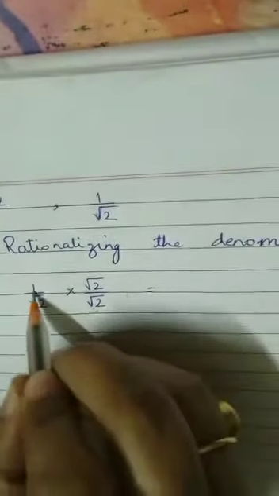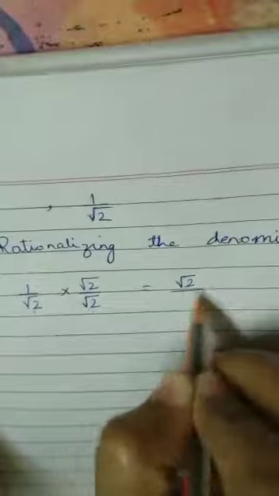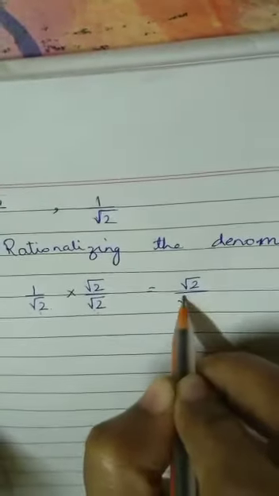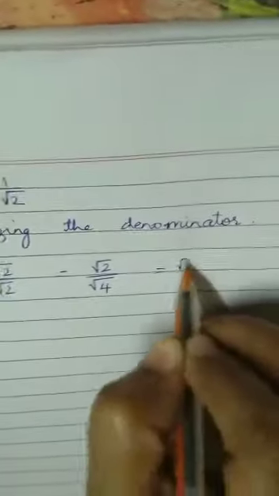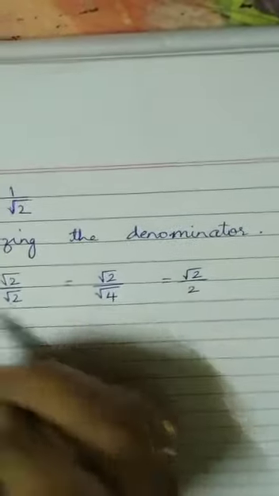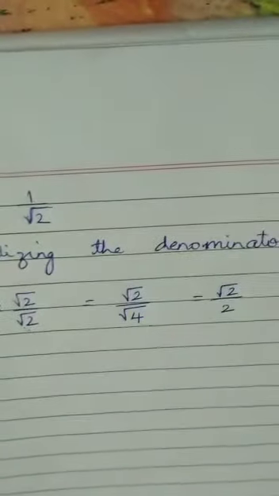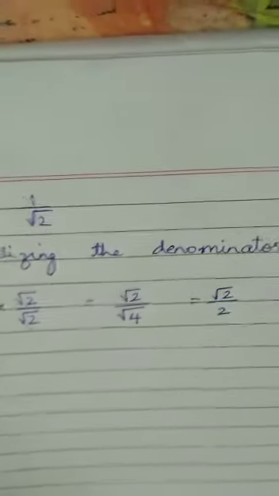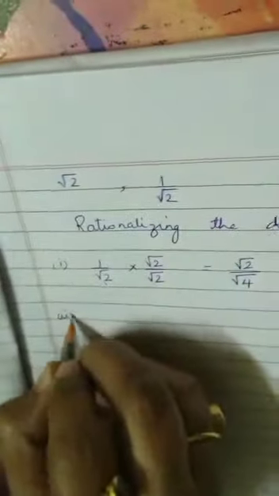So this would give me 1 into root 2, which is root 2, and this is root 2 into root 2, which is root 4. By now I hope you all have understood how root 2 into root 2 directly can be written as 2. Is this clear? This is simple. Let's take one more example.